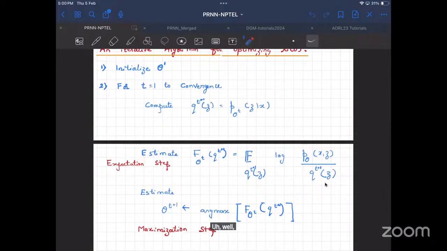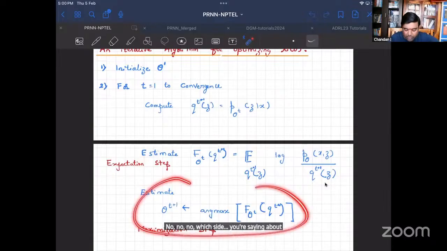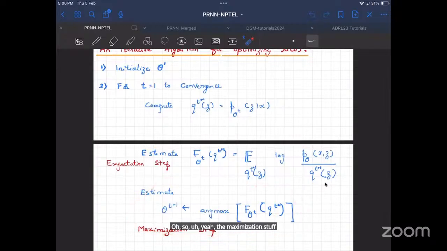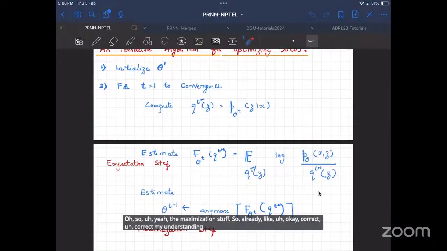Well, the second step. I'm more confused about the second step. Which side? Oh, so the maximization step. Yeah, the maximization step. So correct my understanding if I'm wrong. Maybe I could have understood it incorrectly.